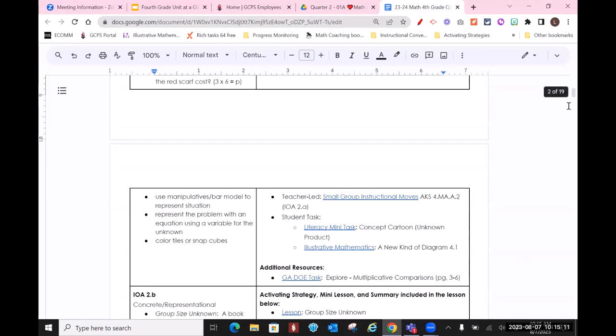As you can see, we offer many resources. From these resources, please select the best ones to meet the specific differentiated needs of your students.